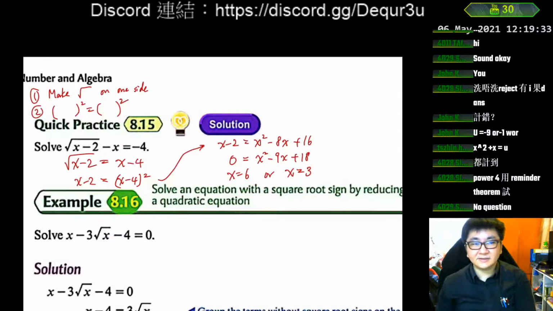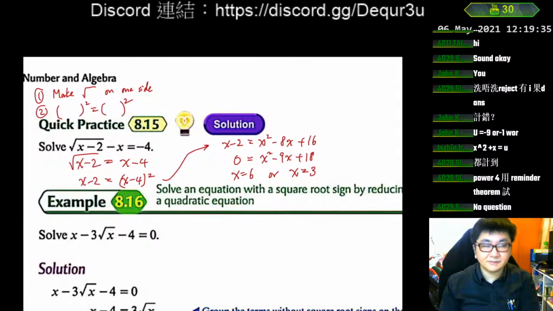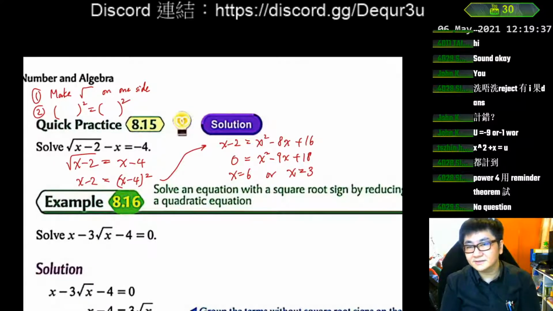Okay, so this is some skills when we see square roots. When we see square roots, this is some of the skills. So far, so good. Is it okay? Just up to here.